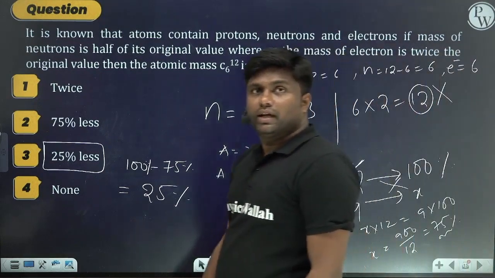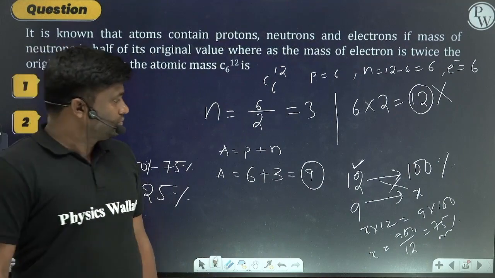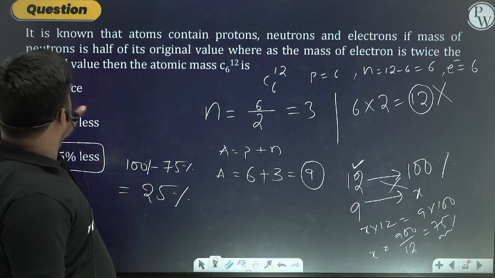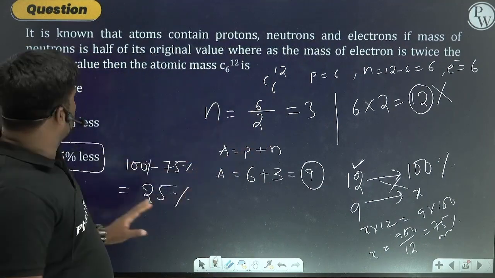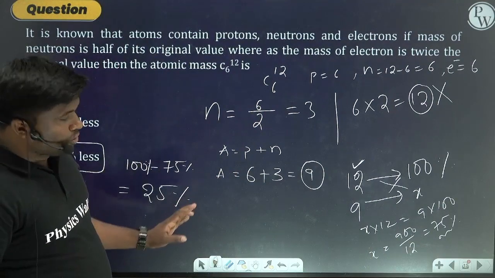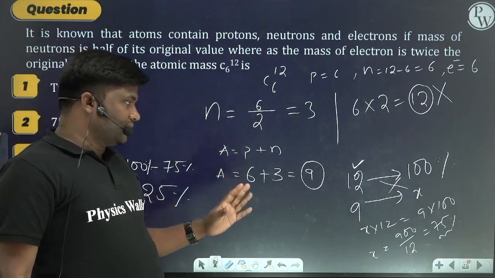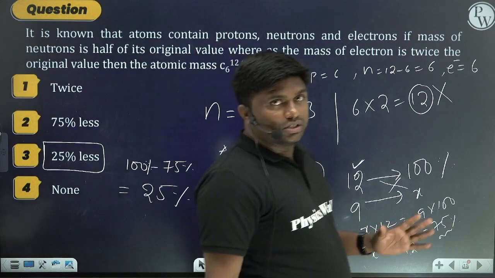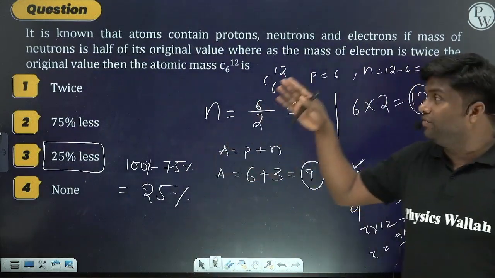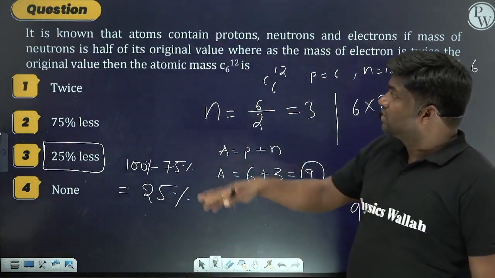25%. Okay. Now, this is about atoms: isotopes, isotones, isobars, isosters, isodiaphers. Today in this session we will wind up this session.